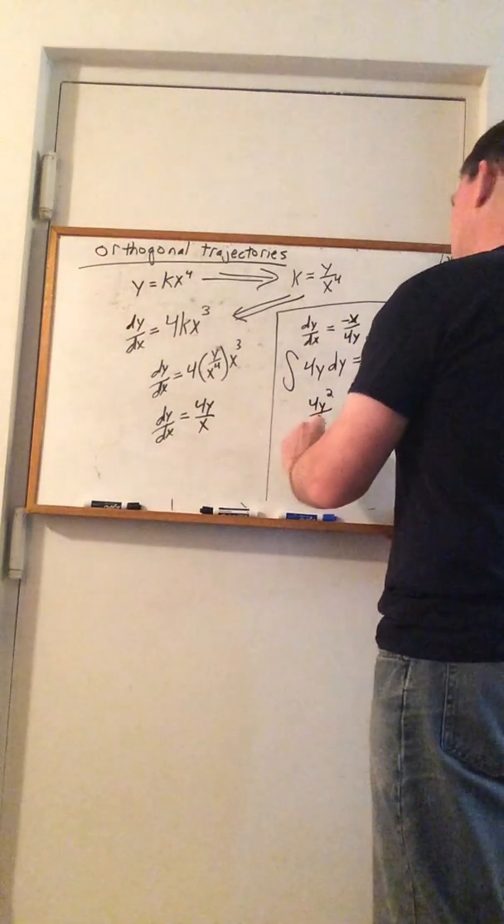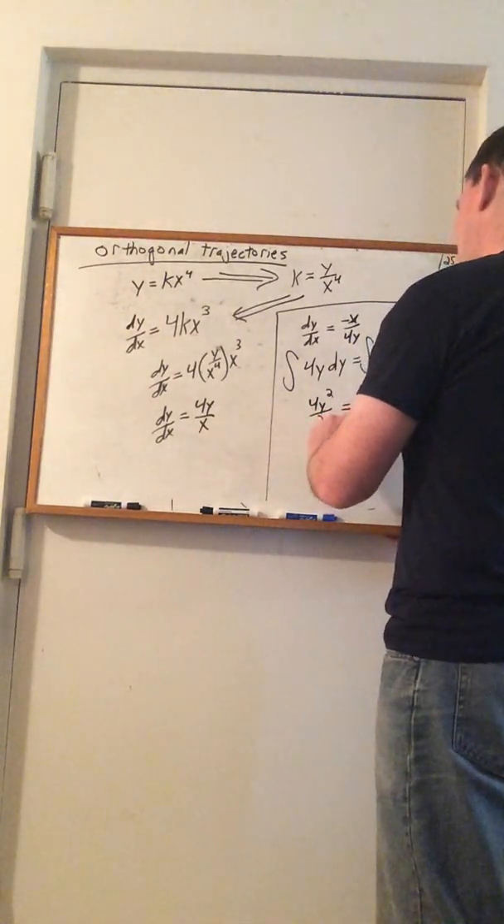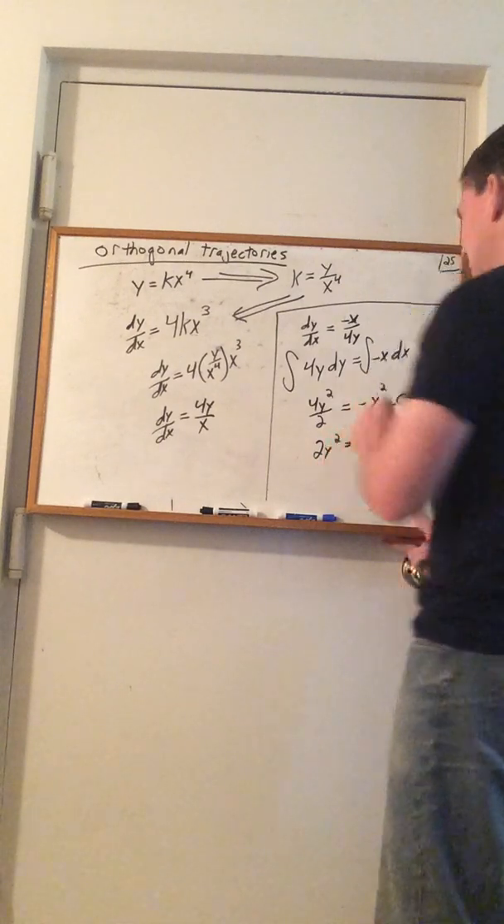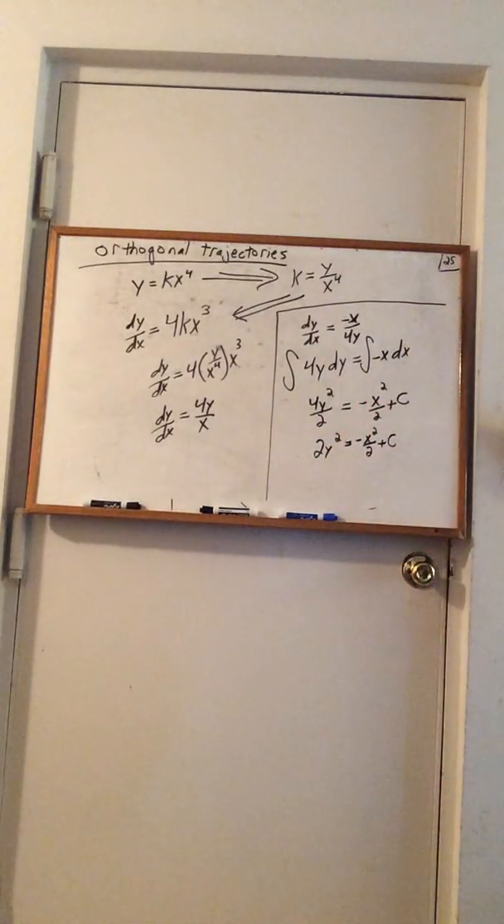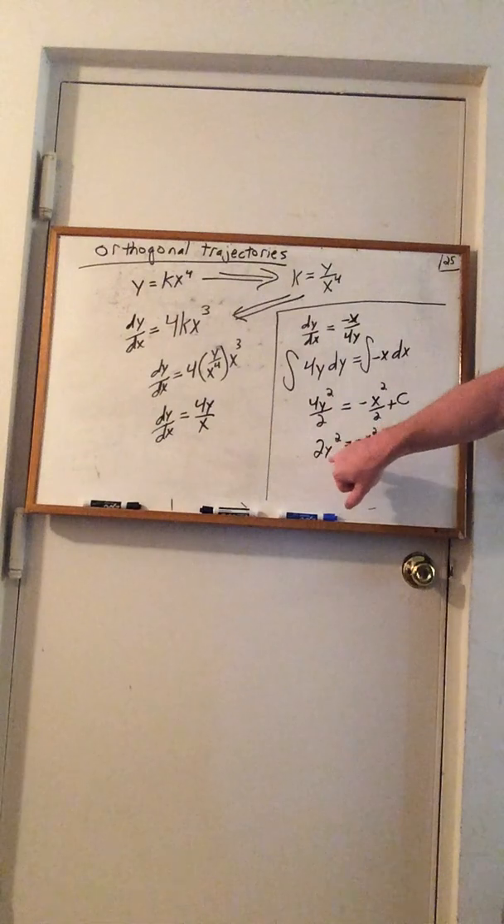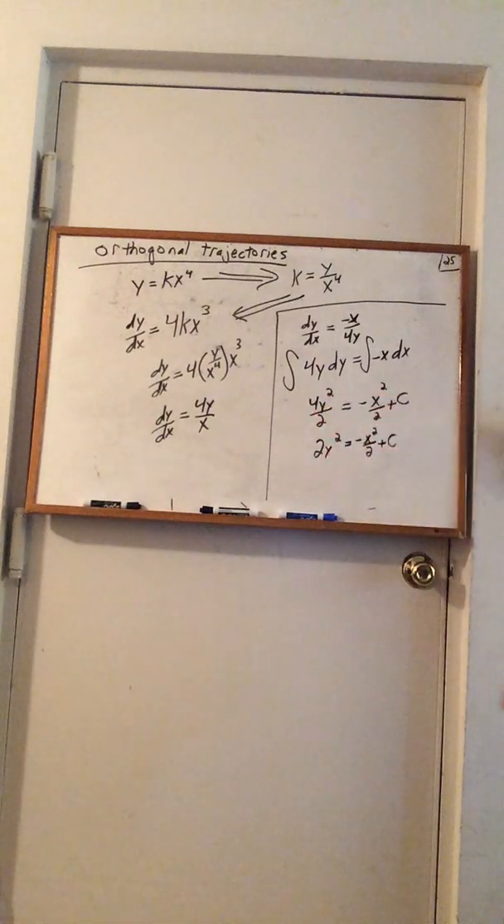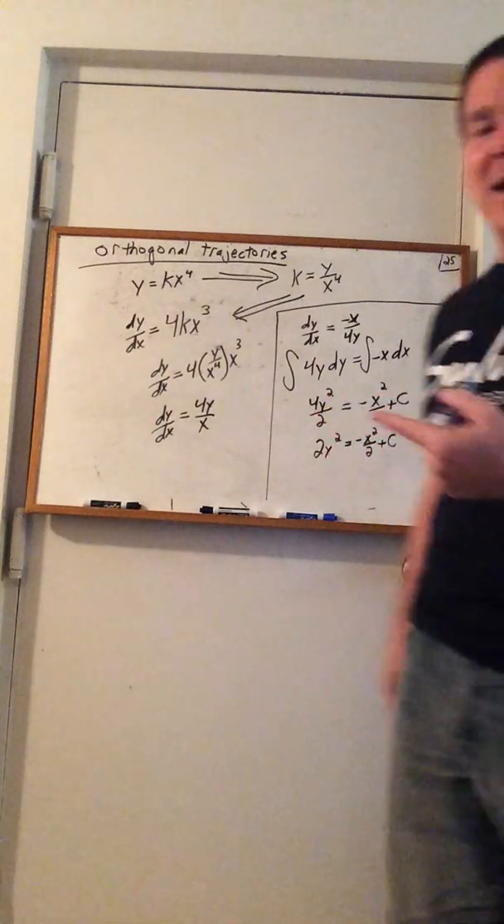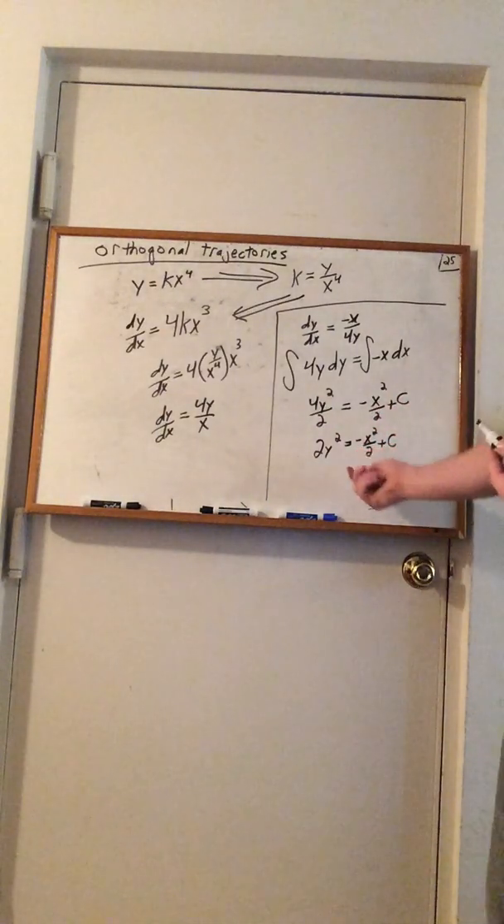And now in this case, I get 2y squared equals negative x squared over 2 plus c. And there's my solution. Given that that's a y squared, I'm not really going to be able to solve it explicitly. Generally speaking, we try to simplify how these look.